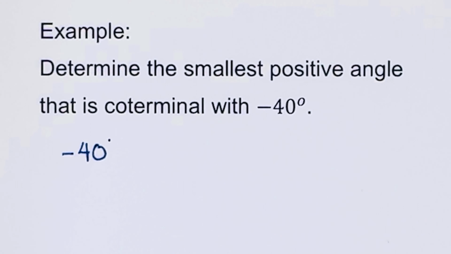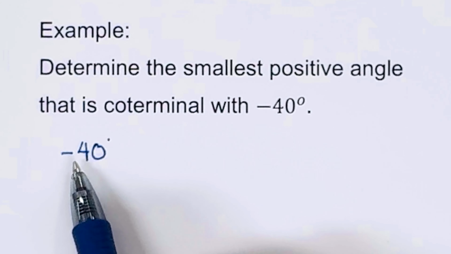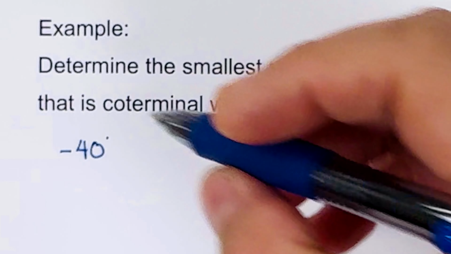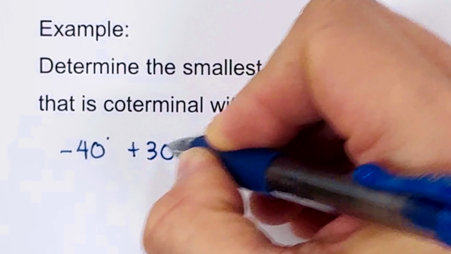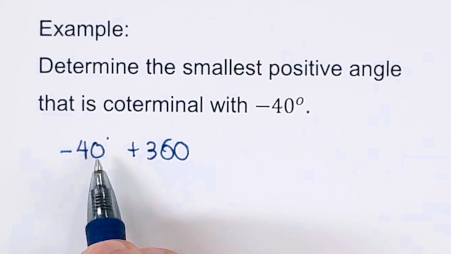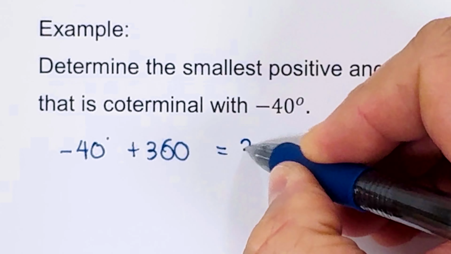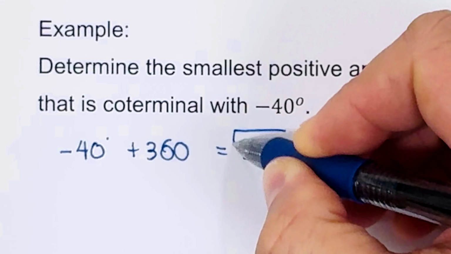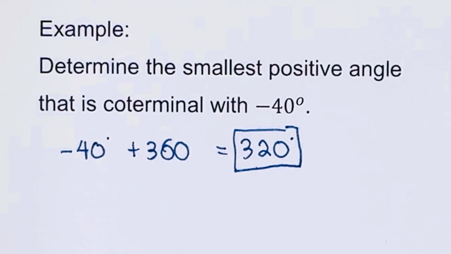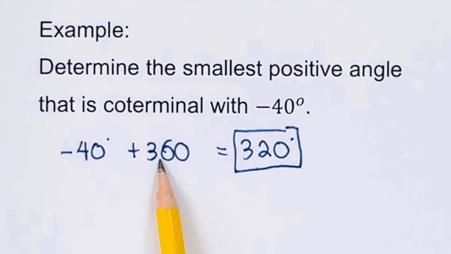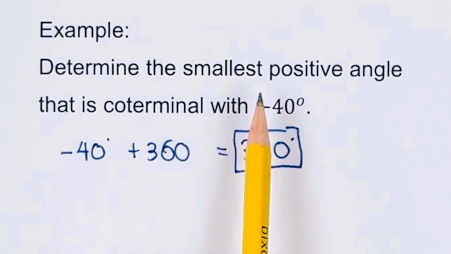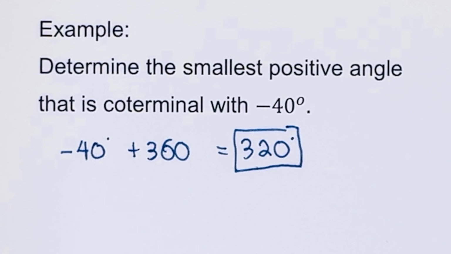Again, based on the review, we can determine the coterminal by either adding 360 or subtracting 360. In this case, since we have a negative, we are supposed to add 360 to it. So negative 40 plus 360 comes out to 320. This is the smallest positive angle that will be a coterminal of negative 40. Because if you subtract 360 from this, that would come out negative 400, and that's not the smallest positive angle that we wanted. So it's going to be 320.